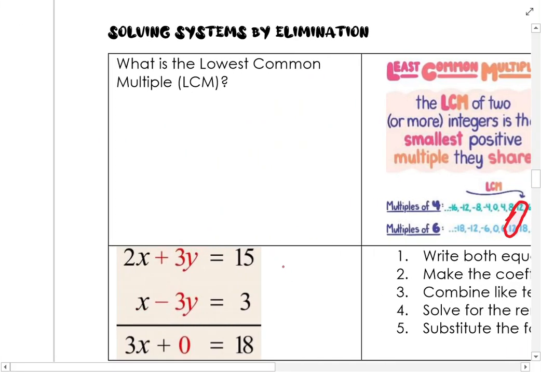And then I'm going to introduce you to the concept of a zero pair, which technically speaking is just additive inverses of each other. Okay. So you have a plus 3y and a minus 3y. They have the same number but opposite signs. That's a zero pair. And we want to create a zero pair because they cancel each other out. It eliminates the y variable. We're only left with the x variable.